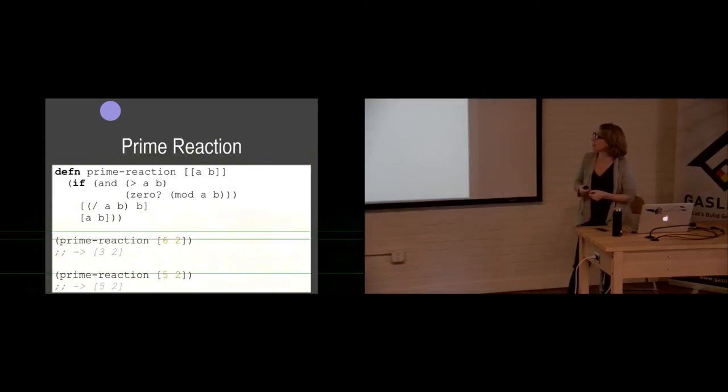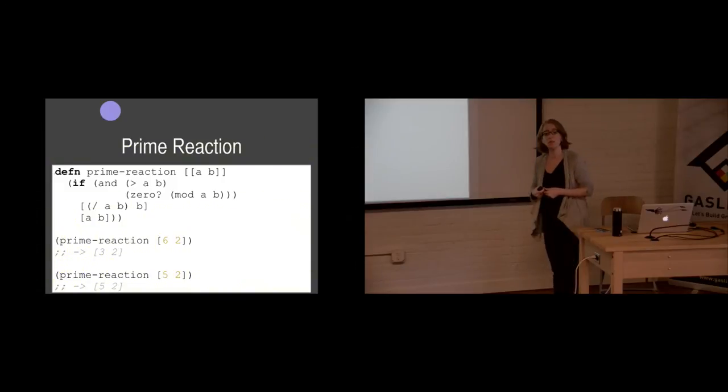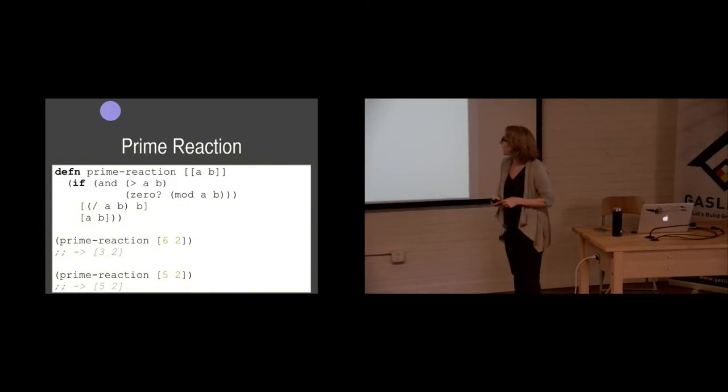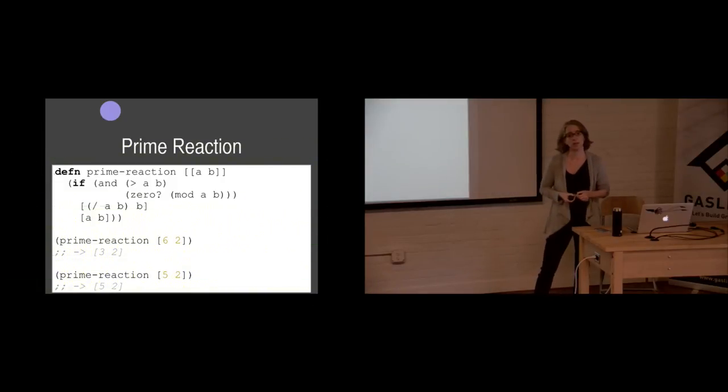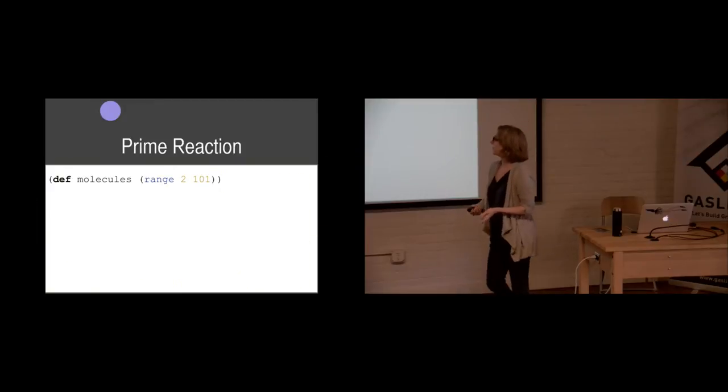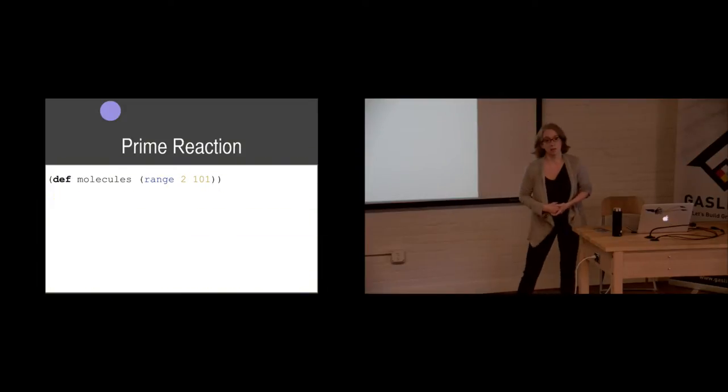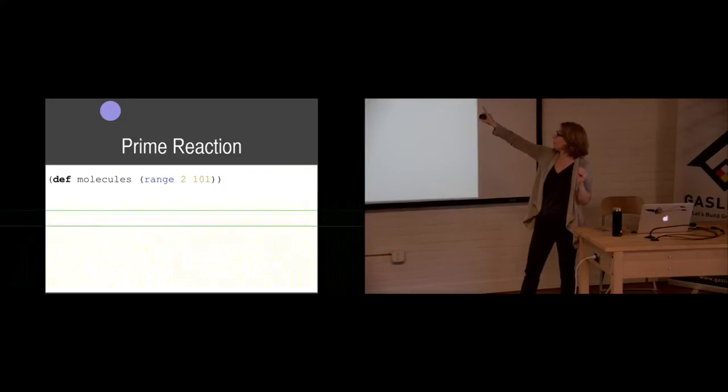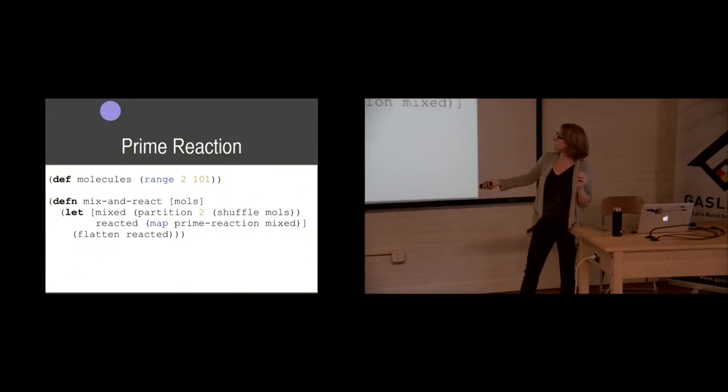So a prime reaction of 6 and 2 is going to yield 3 and 2. And a prime reaction of 5 and 2 is not going to do anything. So it's going to return the original ones, 5 and 2. So now we need to make some molecules. So we're going to make a whole bunch of molecules from range 2 to 100.